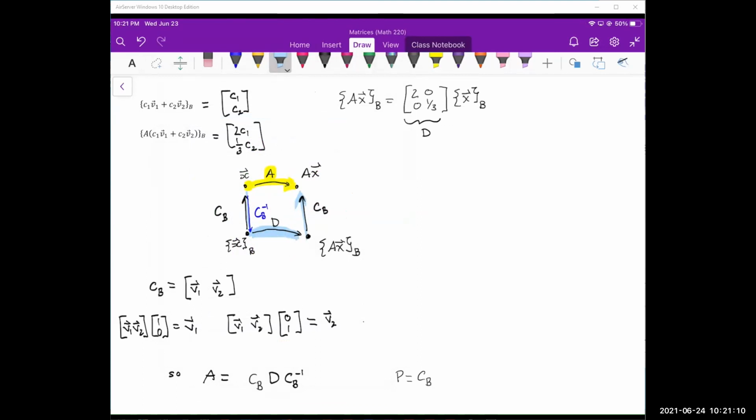And so we can relate these two by saying that we can first change from x to its coordinates, then we apply this transformation, and then we change from coordinates back to vectors. Okay, great.